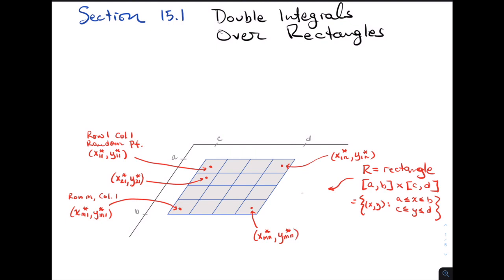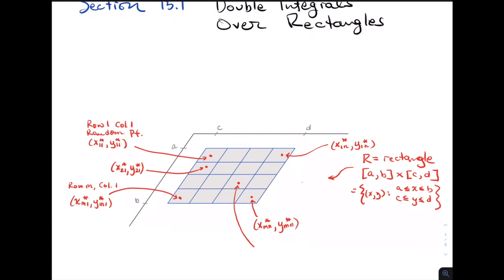And then we'll just have a generic one in here. We're going to call it row i, column j, and the point is xij star, yij star. Still random, so with the stars.